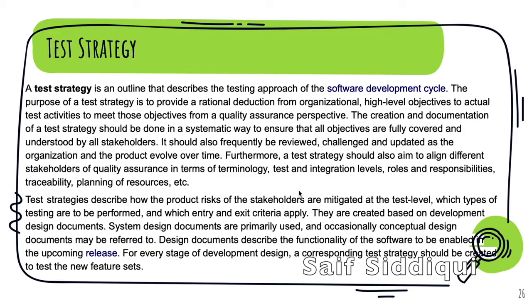This strategy describes how the product risk of stakeholders is mitigated at the test level, which types of testing are to be performed, and which are the entry and exit criteria. So basically in test strategies we are going to have all the levels of test cases that we are going to define, what type of testing we are going to perform, when we are going to start the testing, and when we are going to say that okay, testing has been done and we just need to give final sign off for the product release.